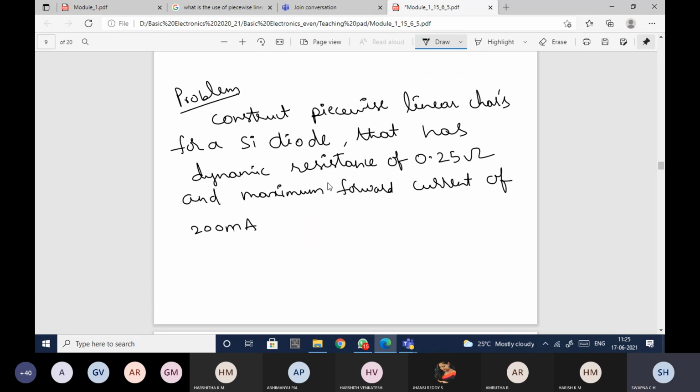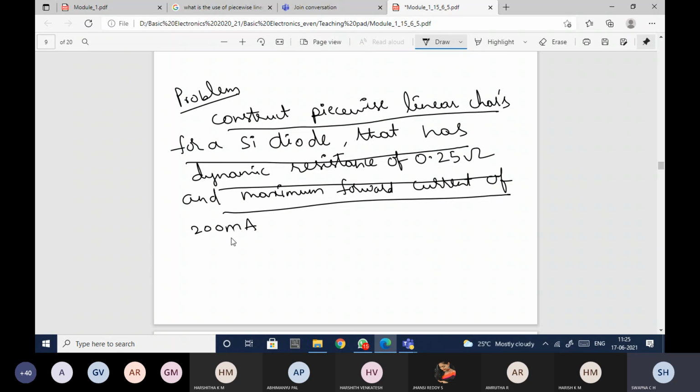Okay, so here what is asking, this piecewise linear characteristics are also said to be the straight line characteristics, straight line approximation. Okay, fine, let it be. So here what is asking, construct piecewise linear characteristics for a silicon diode that has a dynamic resistance of 0.25 ohms and maximum forward current of 200 milliamperes.